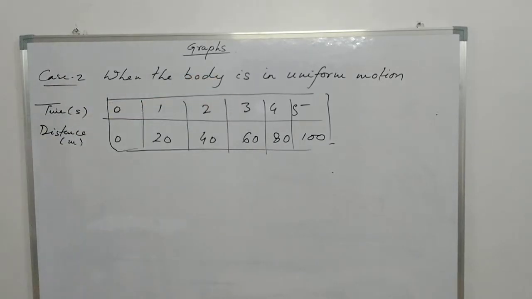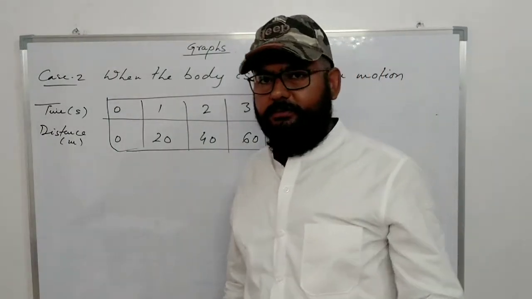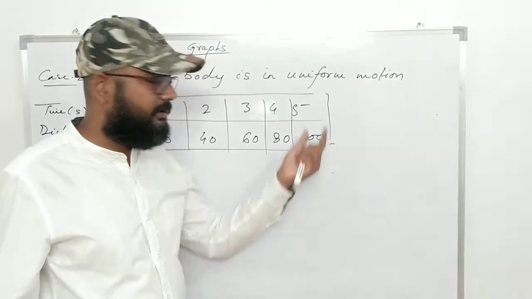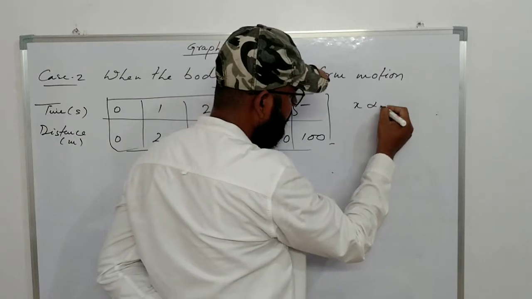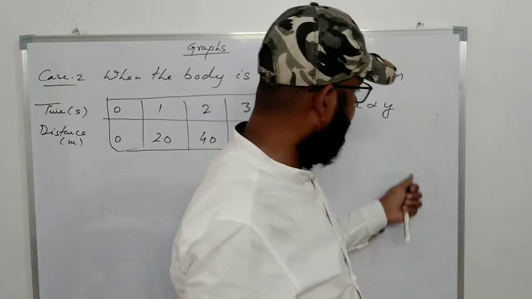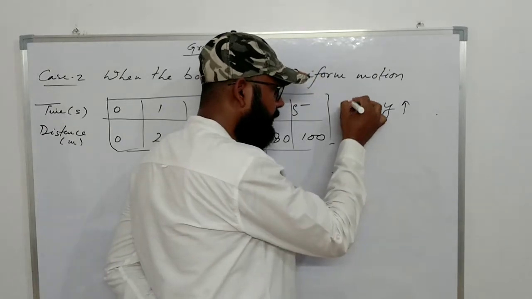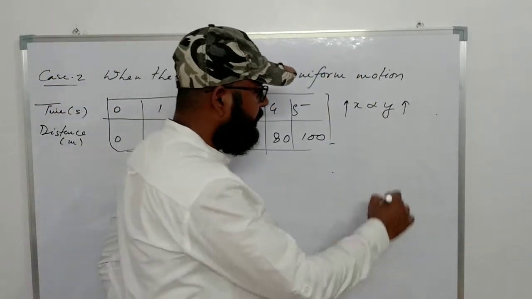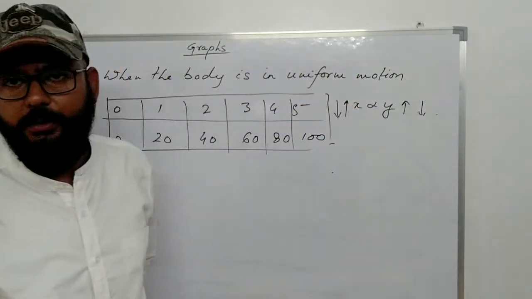So when the body is in uniform motion, you can say that the distance traveled by the body is directly proportional to time taken. What is the meaning of directly proportional? From this chapter, directly proportional and inversely proportional, I will take an example. Suppose x is directly proportional to y. It means when the value of y increases, the value of x will also increase. If the value of y decreases, then the value of x will also decrease.